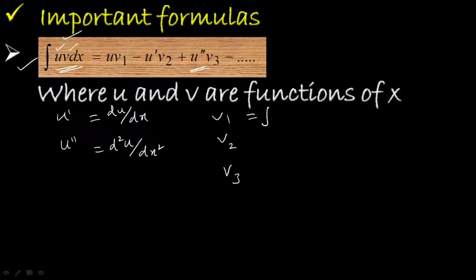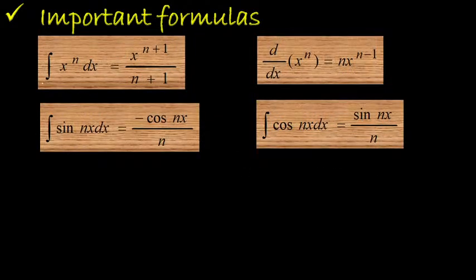Like that, v1 is nothing but integral v dx. v2 is nothing but, again, you have to integrate v1 once again. That is v2, right? So v3 means integrate v2 once again with respect to x, that's your v3, and so on. Okay.